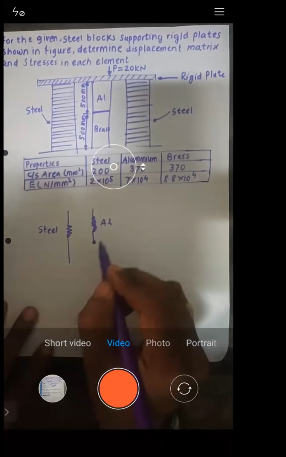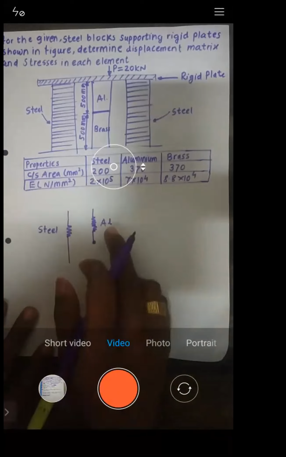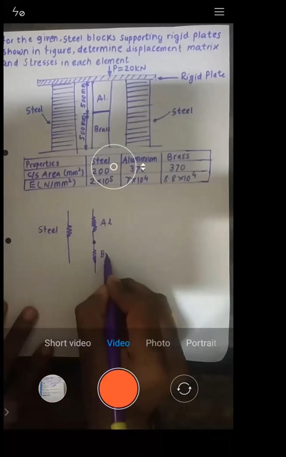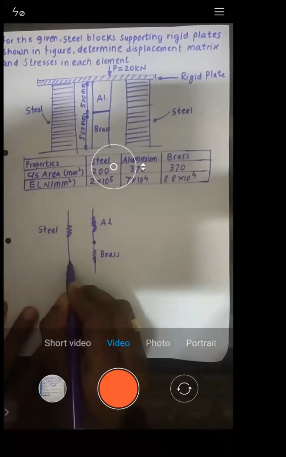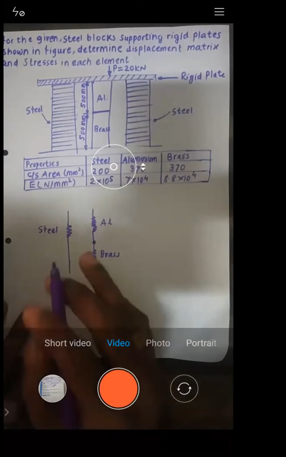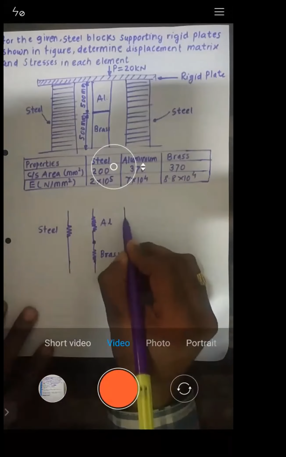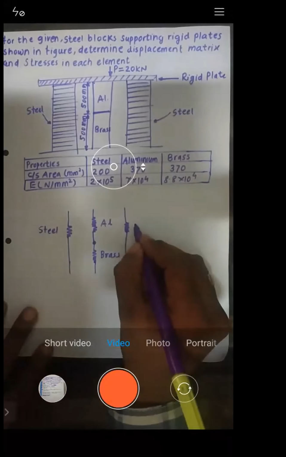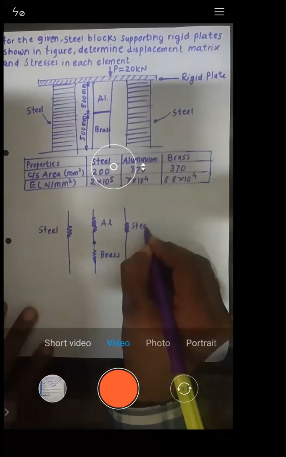Aluminum and brass are connected, so I can have a brass element here. Is it okay? So this is the brass element, right? Is it okay or not? And on the other side, what I have is again a steel element, right? So this is a steel element. This is again a steel element. Is it okay?